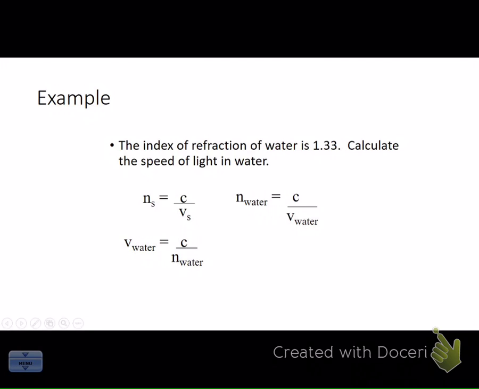Sorry, so we're just going to rearrange this equation here, reorganize my variables to get the velocity of the light in water. So we're going to divide C by the index of refraction. So plugging in our numbers here, speed of light divided by 1.33, the velocity of light traveling through water is 2.26 times 10 to the 8th meters per second. So not that bad. You only lose a small percentage of the speed of light as you travel through water.